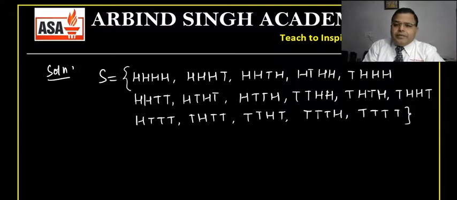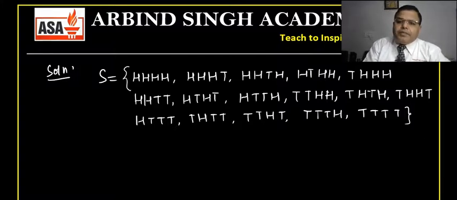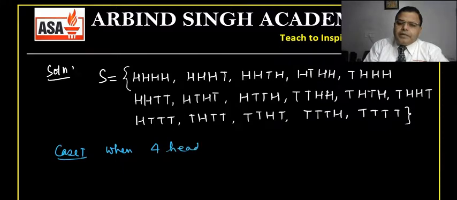Now they are asking what is the probability of getting different amounts of money. So suppose 4 heads come, the first case, when 4 heads will appear.